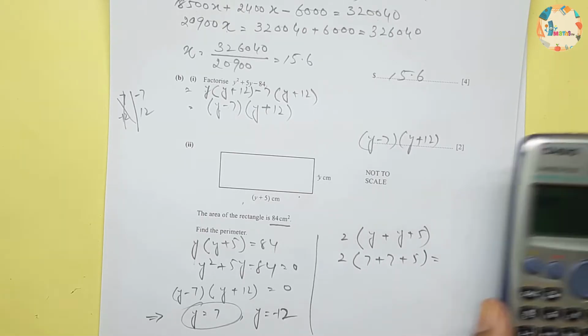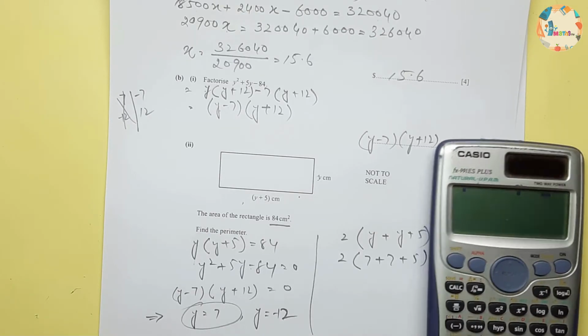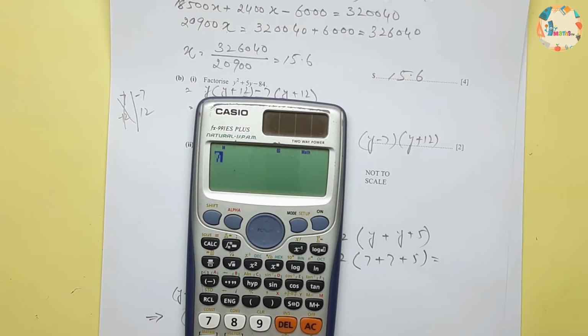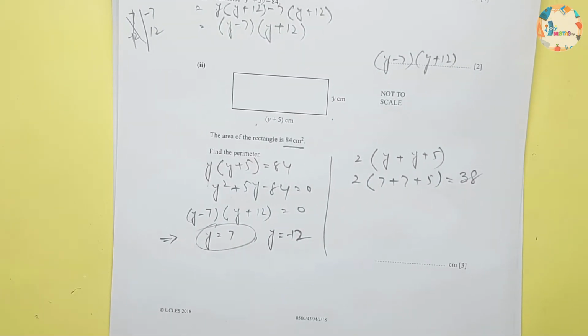So this will be equal to what? Mode 1. So this will be 7 plus 5, multiplied by 2, will be equal to 38. So this answer will be 38 centimeters, we can show, and this will be the answer, 38.